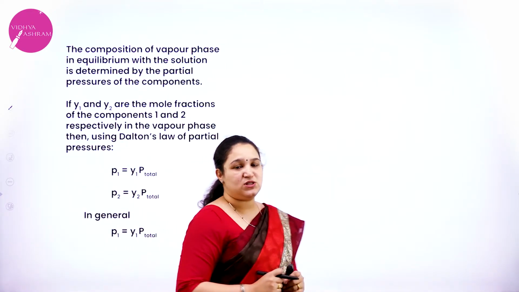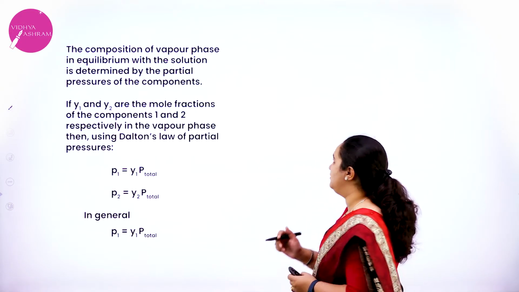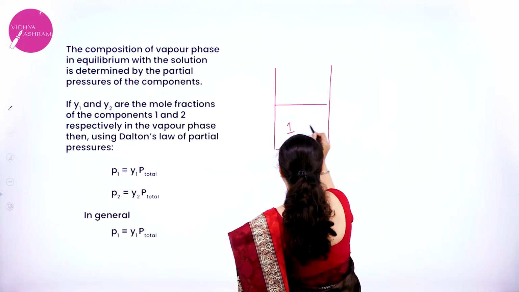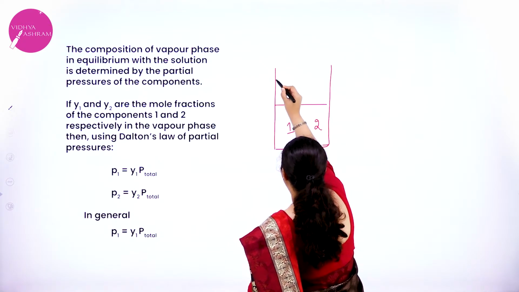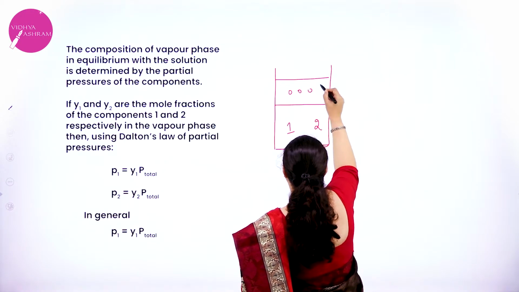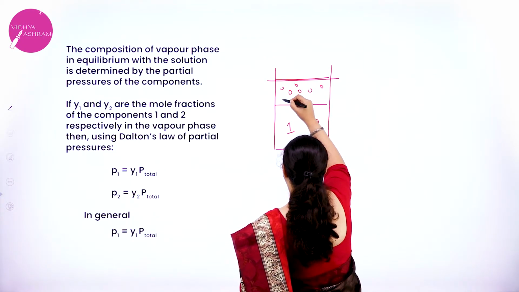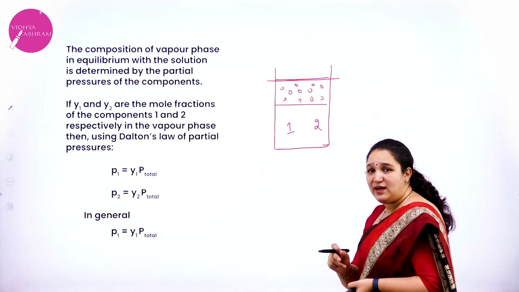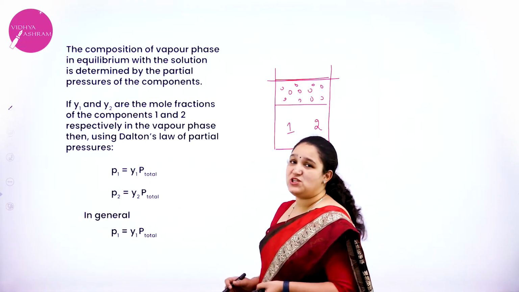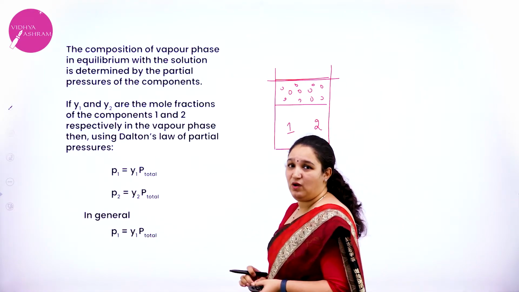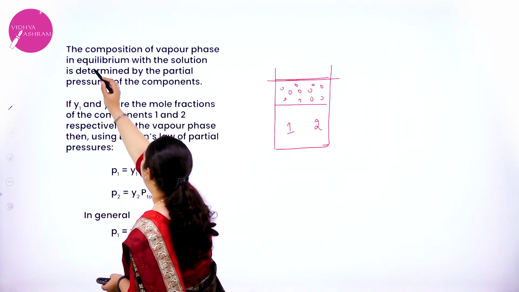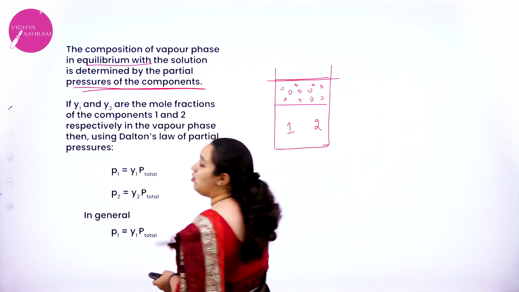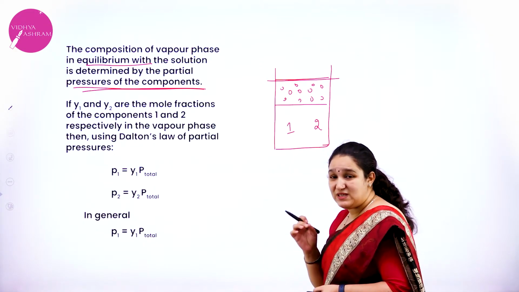now till now I was talking about the solutions. I have two components, component 1 and component 2 in the liquid phase, and I have some particles in the vapor phase because the liquid is volatile. Correct? Now here I am going to explain about the composition of the vapor phase. Okay, what is it? The composition of the vapor phase in equilibrium with the solution is determined by partial pressure of the components. What is the meaning of this?